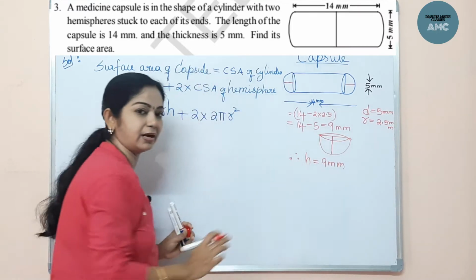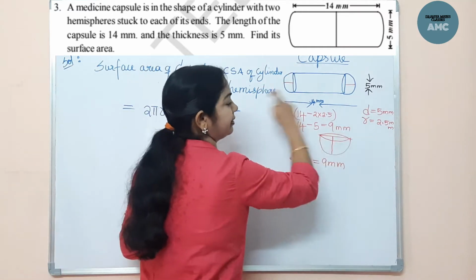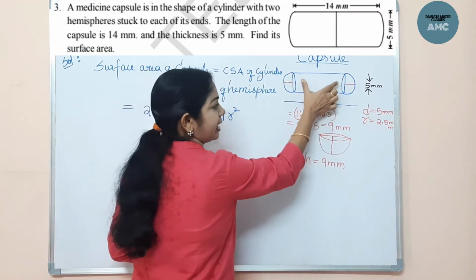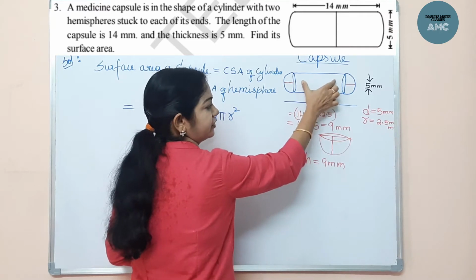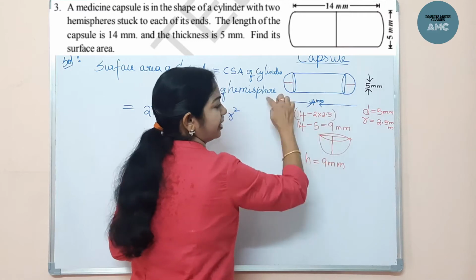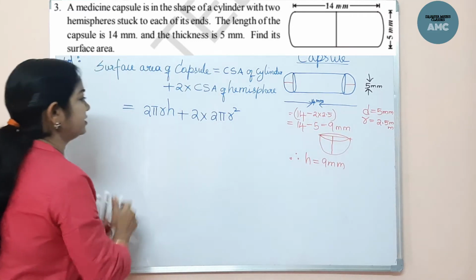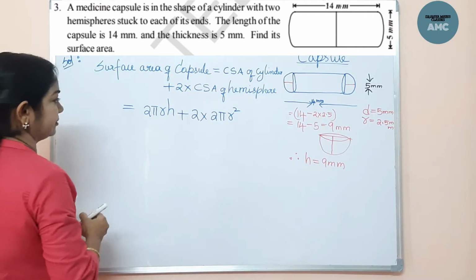This is the important part in this problem, because given the total length of the capsule, but we want the height of this only, the height of the cylinder. So that is 14 minus 2 into 2.5. So that comes to 14 minus 5, that is 9 mm. Now we will substitute all the values here.